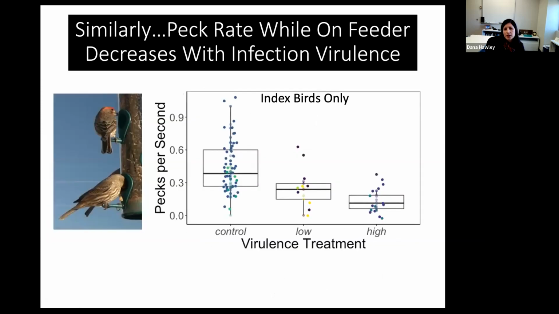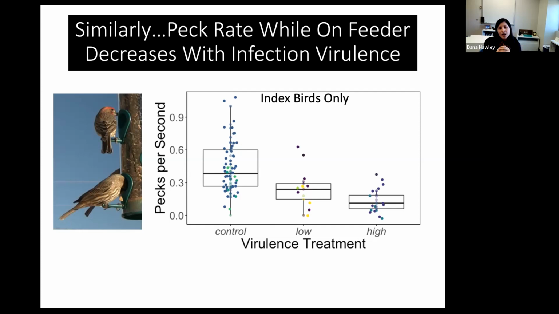Similarly, when we used our video data to look at the number of times those index birds were sticking their head into the feeder port and pecking at the food, birds infected with the high virulence strain showed significantly lower peck rates. And again, it's in a stepwise fashion. So these data are all consistent with the idea that infected birds, particularly those infected with a high virulence strain, are more lethargic, and they're having these longer feeding bouts, which in theory might lead to more contact with a fomite surface, but in reality probably don't, because although they're sitting on that feeder port, they're actually interacting less with it.